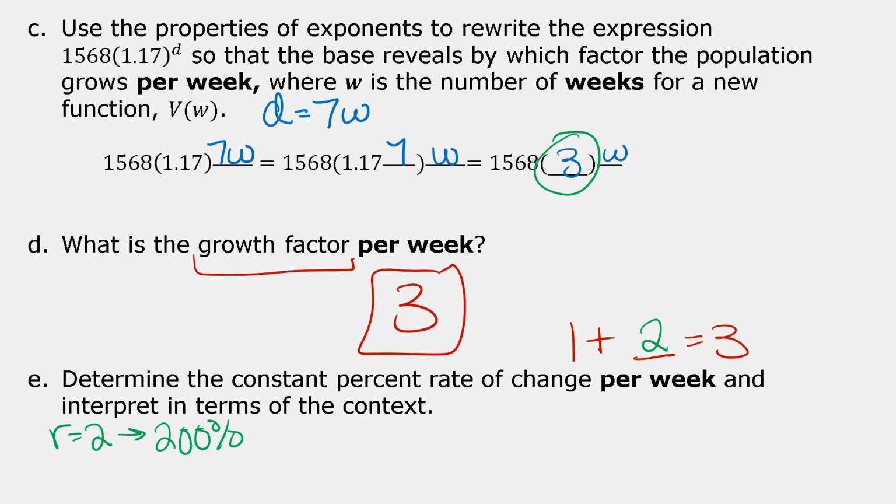Alright, so we're increasing because we're adding, we're bigger than 1, so we're increasing by 200%. So in this problem, we're talking about the number of views on his videos. So for your answer, you need to say something along the lines of his number of views is increasing by 200% per week.